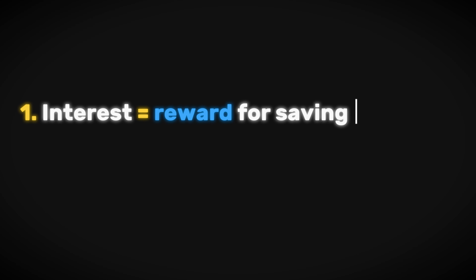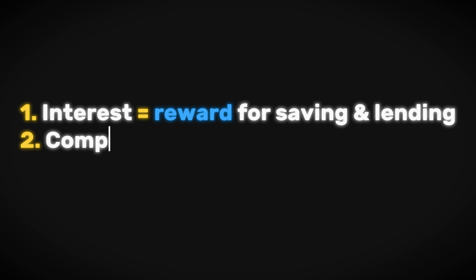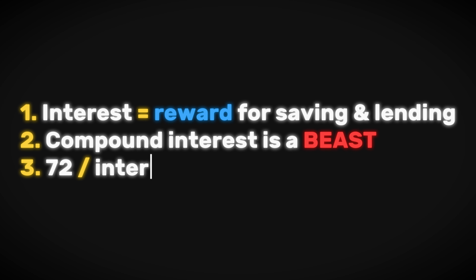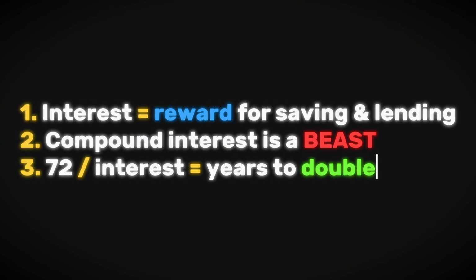To recap, number 1, interest is the reward for saving and lending money. Number 2, compound interest is a beast compared to simple interest. And number 3, divide 72 by the compound interest rate and get in how many years the money will double. Do this and you will sound like a financial analyst with 40 years of experience.